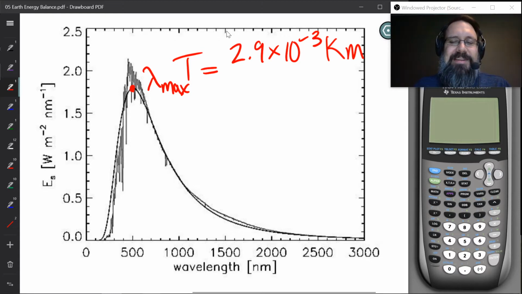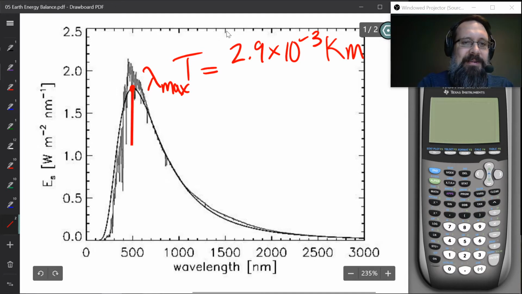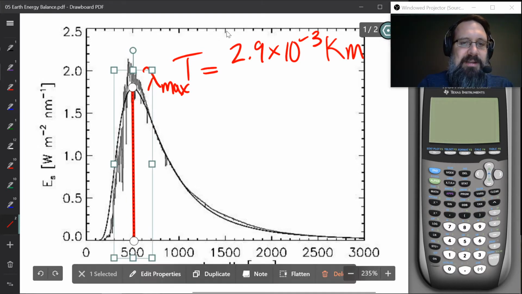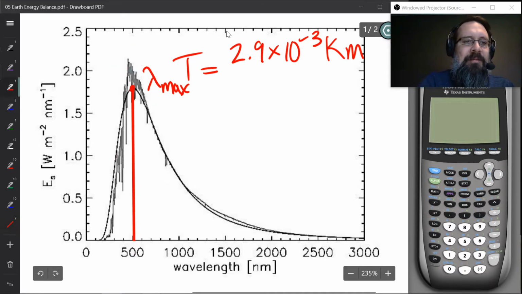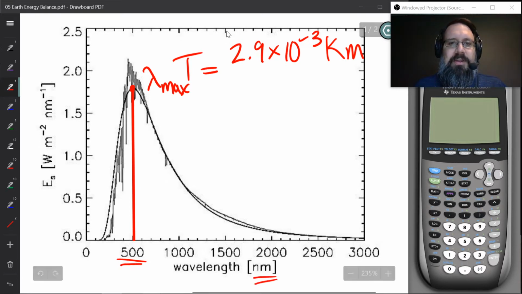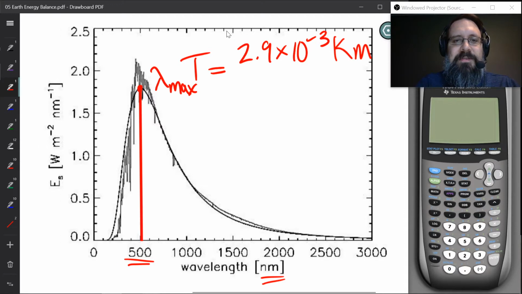So that's what we want to do. From that we can figure out what the max lambda is. I'll just look here and drop this down. It looks like it's at about 500 nanometers, our maximum wavelength. Then I just throw that into the equation and I'll be able to find the temperature at the surface of the sun.